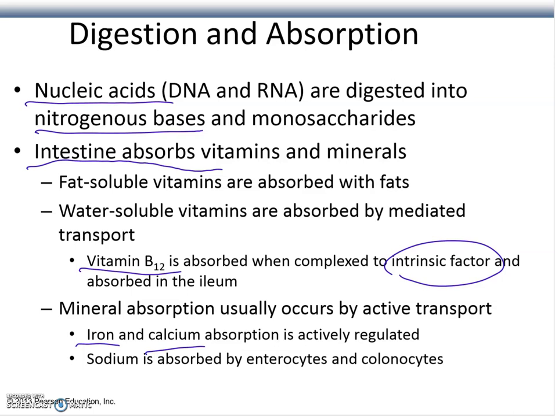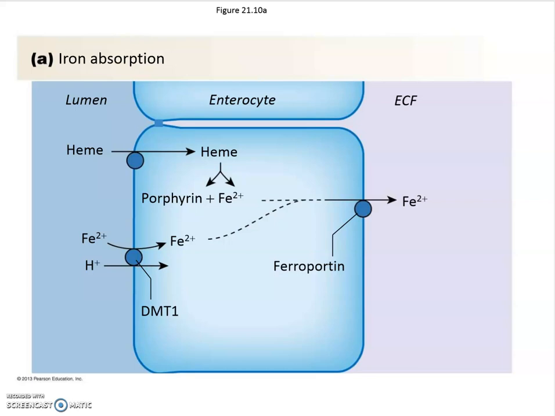Sodium is absorbed by enterocytes and colonocytes. Here's an image that shows you the iron absorption. So here's the lumen of your intestine. You want to absorb the iron, and we need it, so we want to put it into the extracellular fluid and eventually in the blood. And you don't need to know details about this.